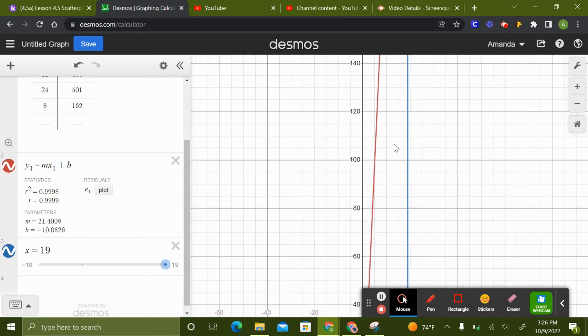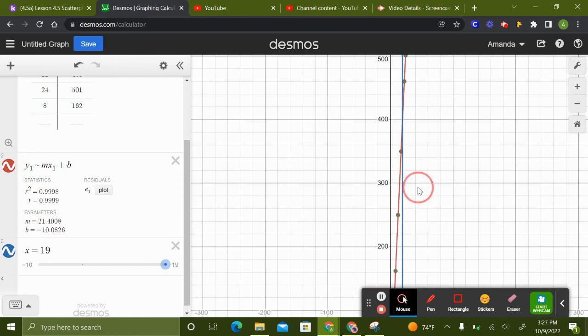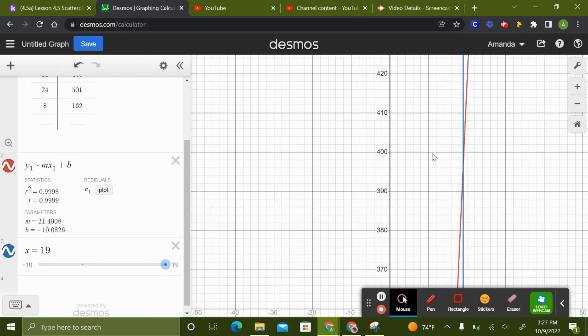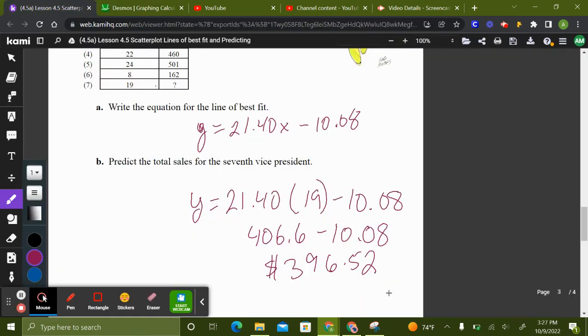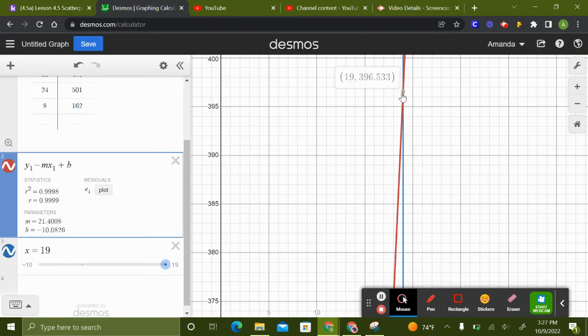If I keep zooming, I'm going to notice that eventually these two lines cross. We'll zoom back in. And what you're going to want to do is click on both of them. And this point right here is going to be where they cross. So if I just hover over that point, it tells me where x equals 19, my y is going to be 396.533. And that is basically the same answer as what I came up with here. I've got 396.52, and Desmos is telling me that the more accurate answer is .533. That's just from a rounding difference.